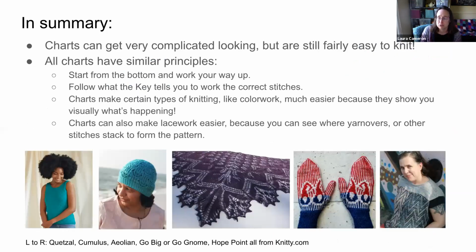So charts can be really complicated looking, and they can be really scary, but they're still fairly easy to knit because a lot of them have the same properties. You're going to start at the bottom and work your way up. You're going to be working in the direction of your knitting. The key is going to tell you exactly which stitches to work. And then charts make certain types of knitting, like color work, much easier because you can actually see what the pattern is going to look like rather than just reading it and having to kind of figure out a picture in your brain.